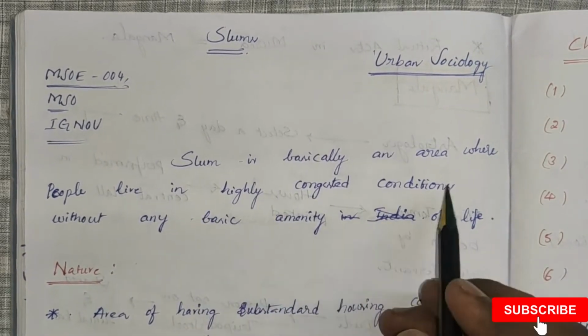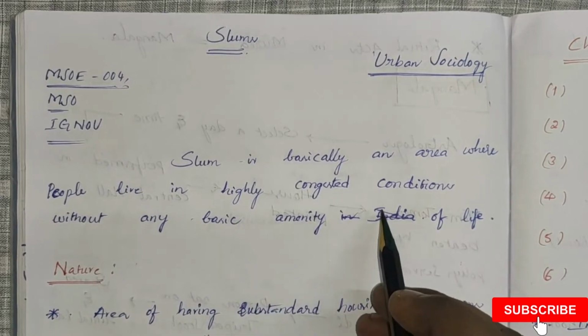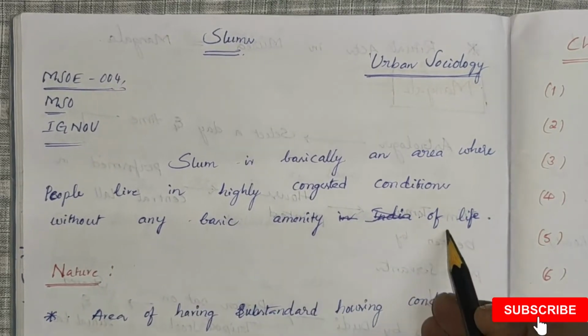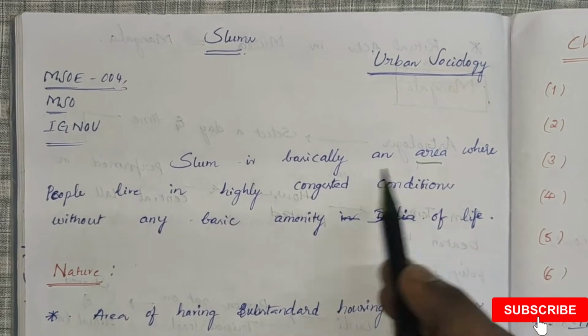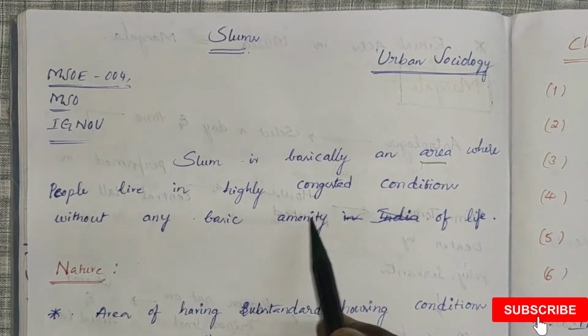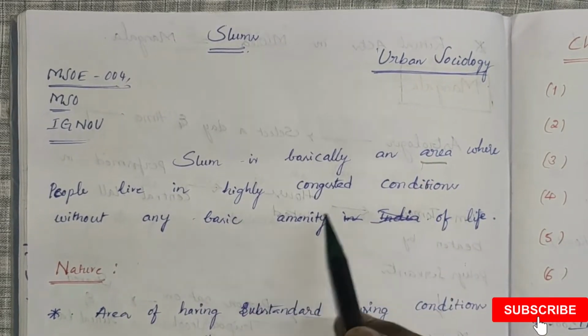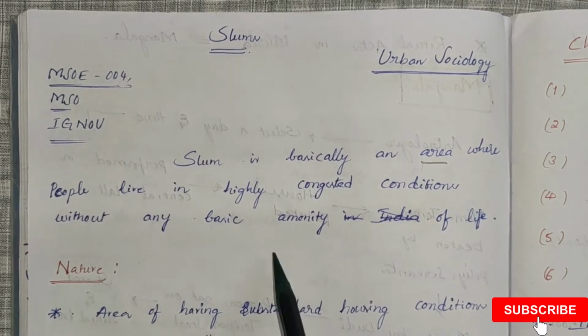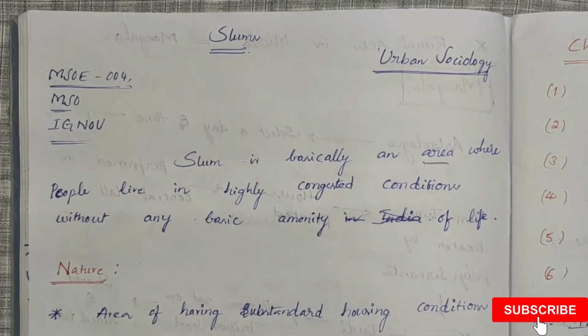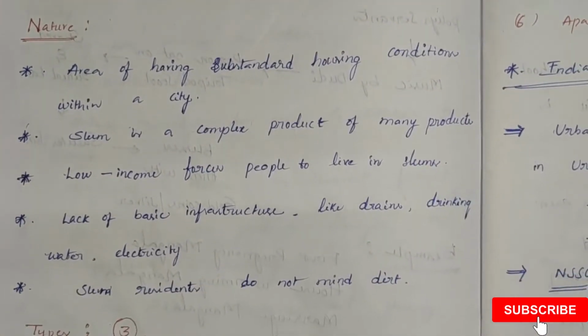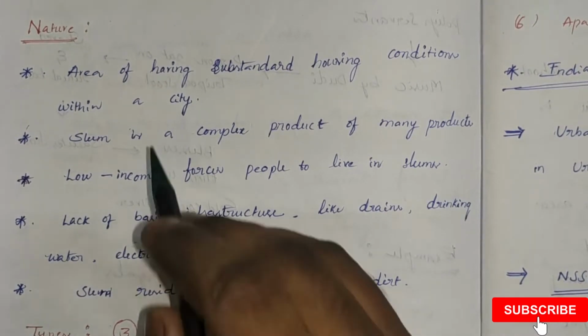A slum is basically an area where people live in highly congested conditions without any basic amenities of life. An area with highly congested conditions and without any basic amenities is called a slum. Next, the nature of slums. How will a slum be?